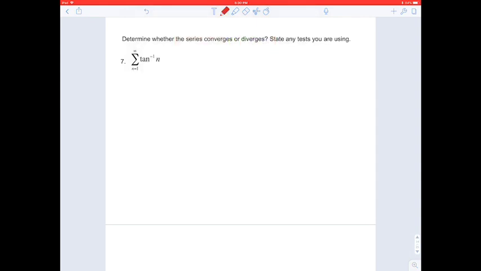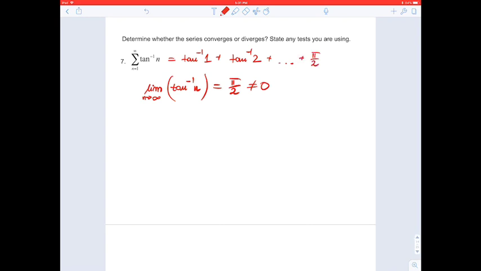Okay, example number 7. Determine whether this infinite series, inverse tangent of n, is convergent or divergent. Let's investigate the behavior at infinity of this expression, inverse tangent at infinity. We all know that this is pi over 2, different than 0. That means expanding this, I will have inverse tangent of 1 plus inverse tangent of 2 plus inverse tangent of 3 and so on. But at some point, the values will be so close to pi over 2, pi over 2, pi over 2. Of course, this is divergence. The infinite series inverse tangent of n is divergent by test for divergence, starting from 1 and going to infinity.